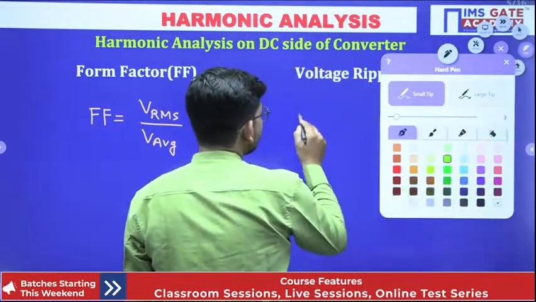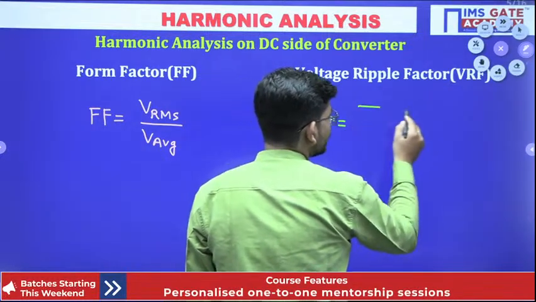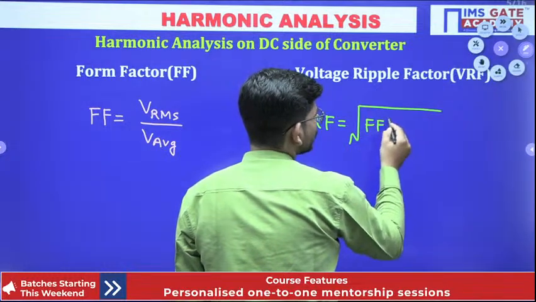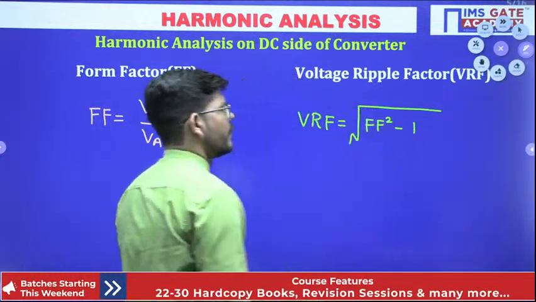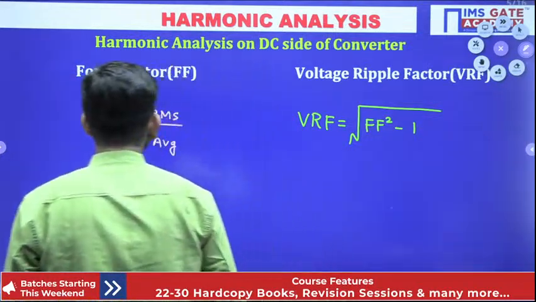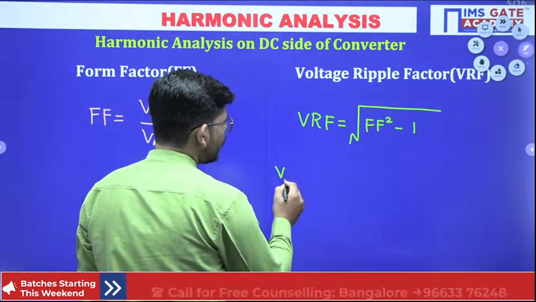This voltage ripple factor, the measurement of the voltage ripples in the DC voltage, is equal to the form factor square minus 1. Form factor square minus 1. So what do we want to have? We want to see what we are getting at the output.